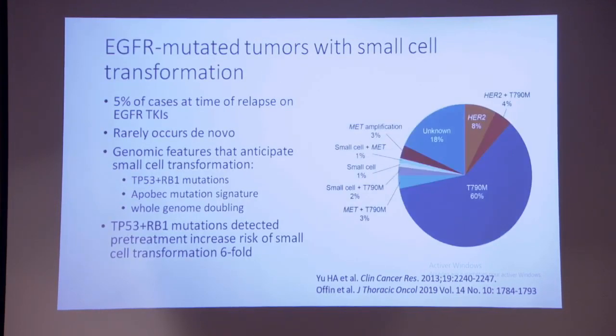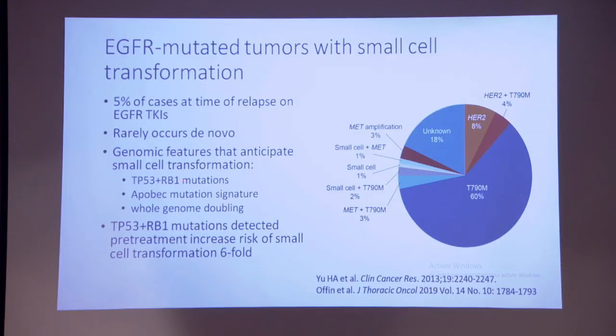About 5% of patients who relapse on first-generation EGFR TKIs like erlotinib or gefitinib will have small cell transformation as the mechanism of relapse. Rarely, it can happen as a de novo change. So we will have patients who are never smokers who present with small cell carcinoma. When we see that, the first thing we think about is the possibility of an underlying EGFR mutation with a de novo small cell transformation at presentation.